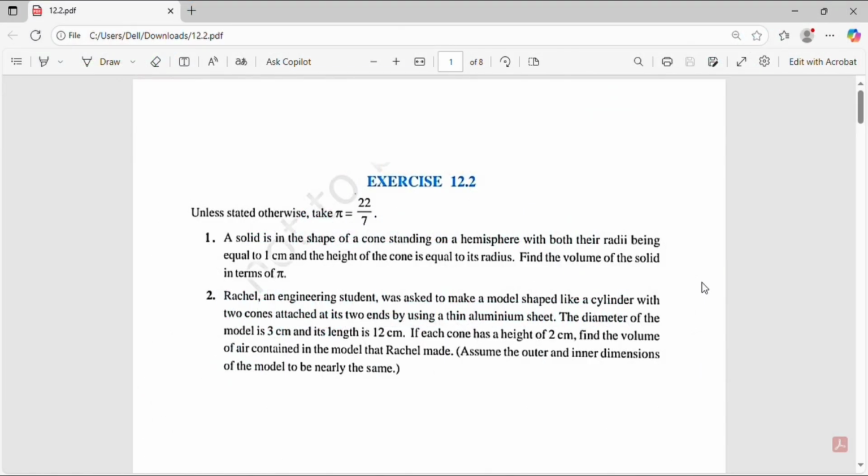Today we are going to continue with the second exercise of surface area and volume. So the same formulas would be applied here. First question is, a solid is in the shape of a cone standing on a hemisphere with both their radii being equal to 1 centimeter and height of cone is equal to its radius. Find the volume of the solid in terms of pi.